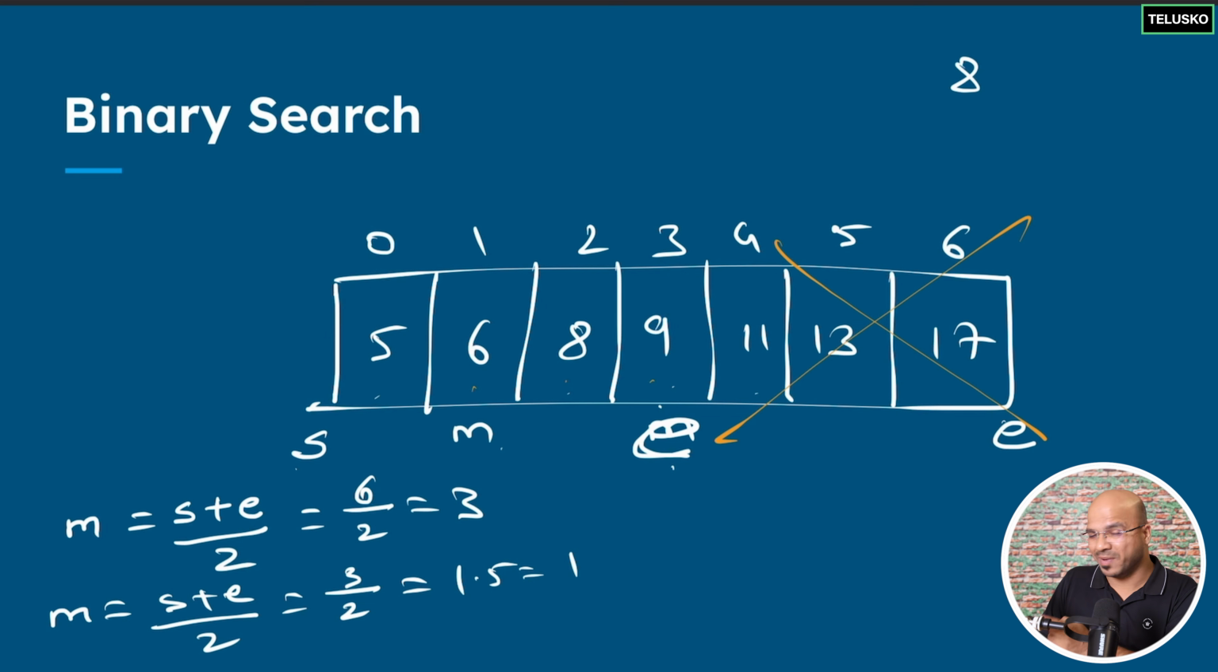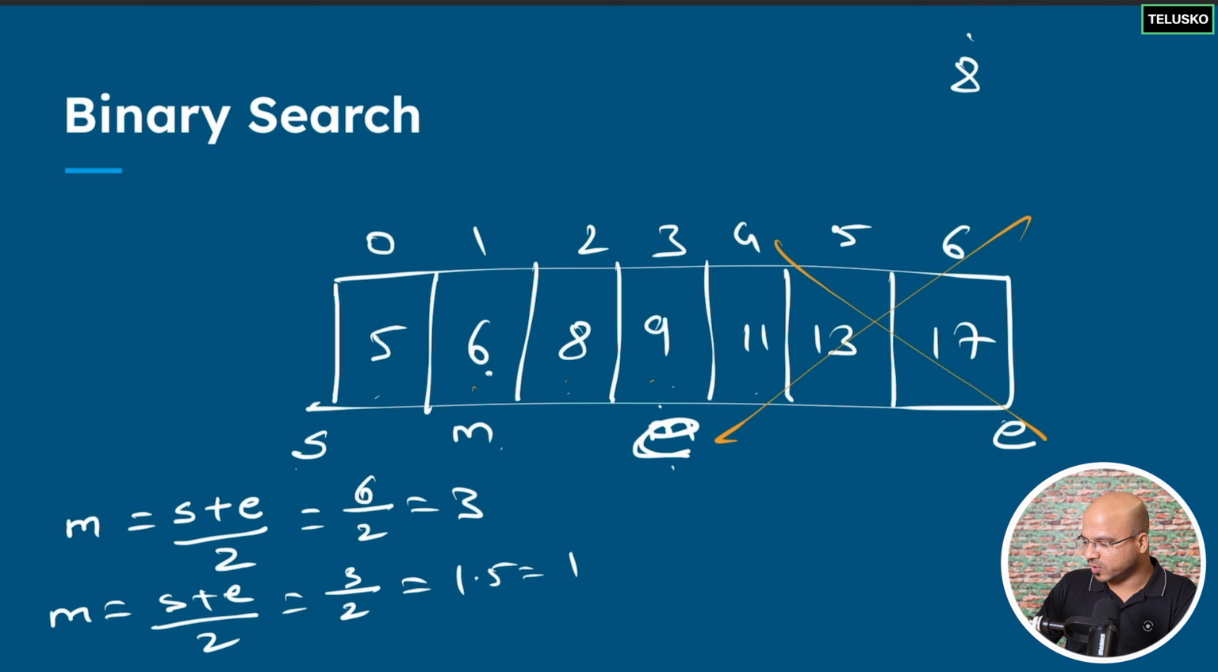Again, you check, is it matching with the value? No, it's not matching. So 6 is not matching with 8. Then what you do? Then you again divide your array into two parts. But then which one do you have to skip now? Now we know that the mid is 6, so we have to look at the right side values. 6 is less than 8, right? So we have to look at the right side.